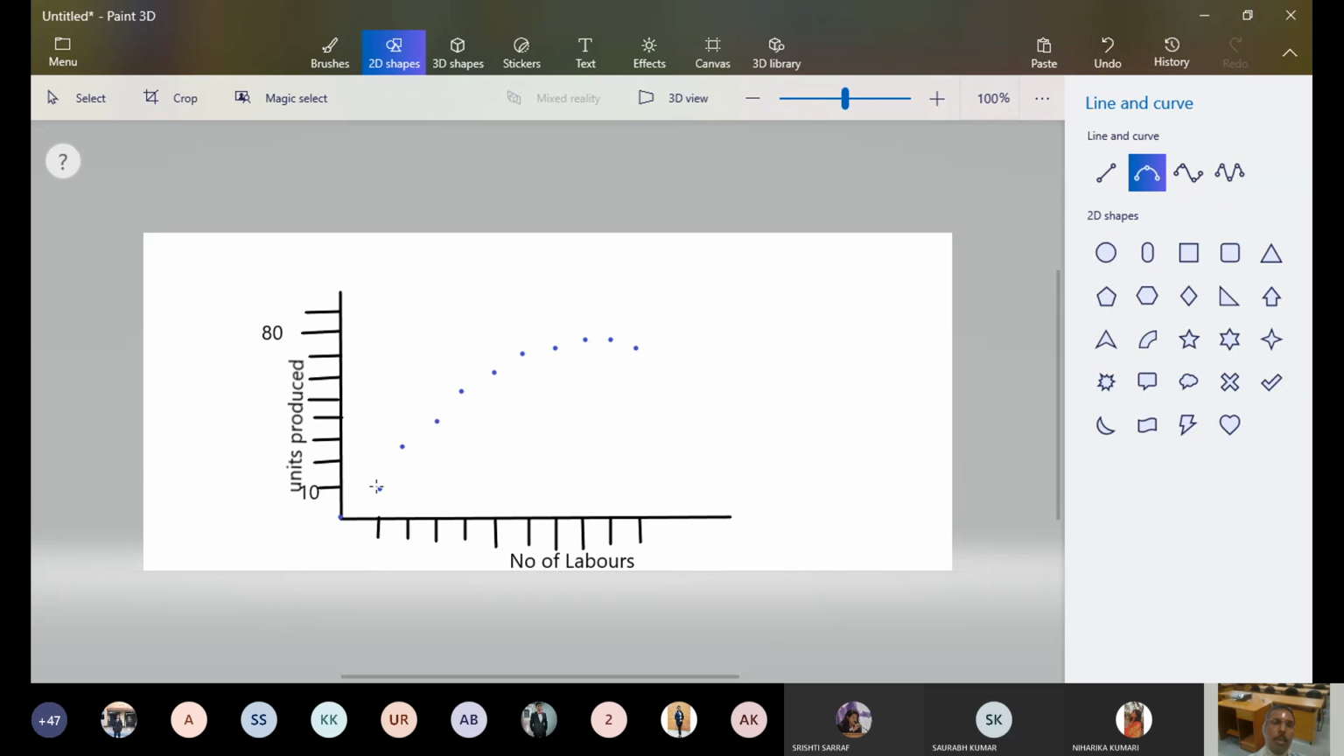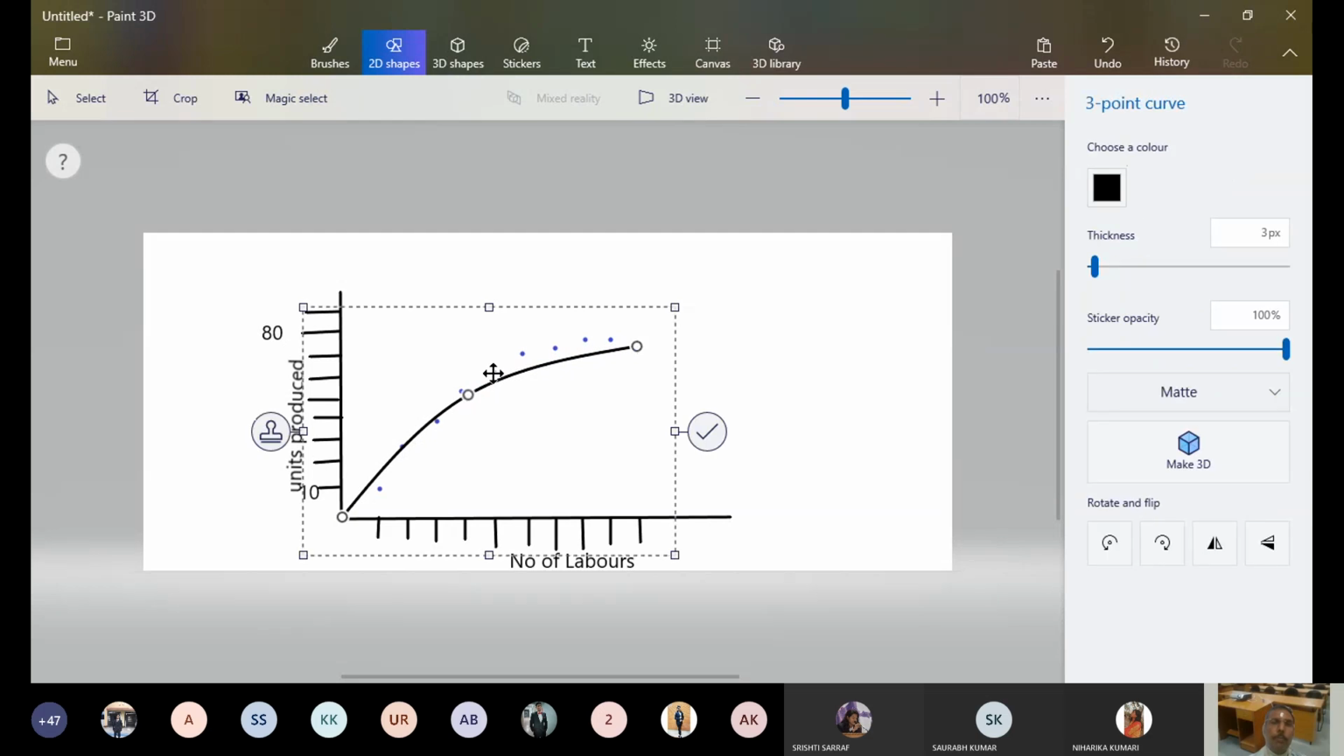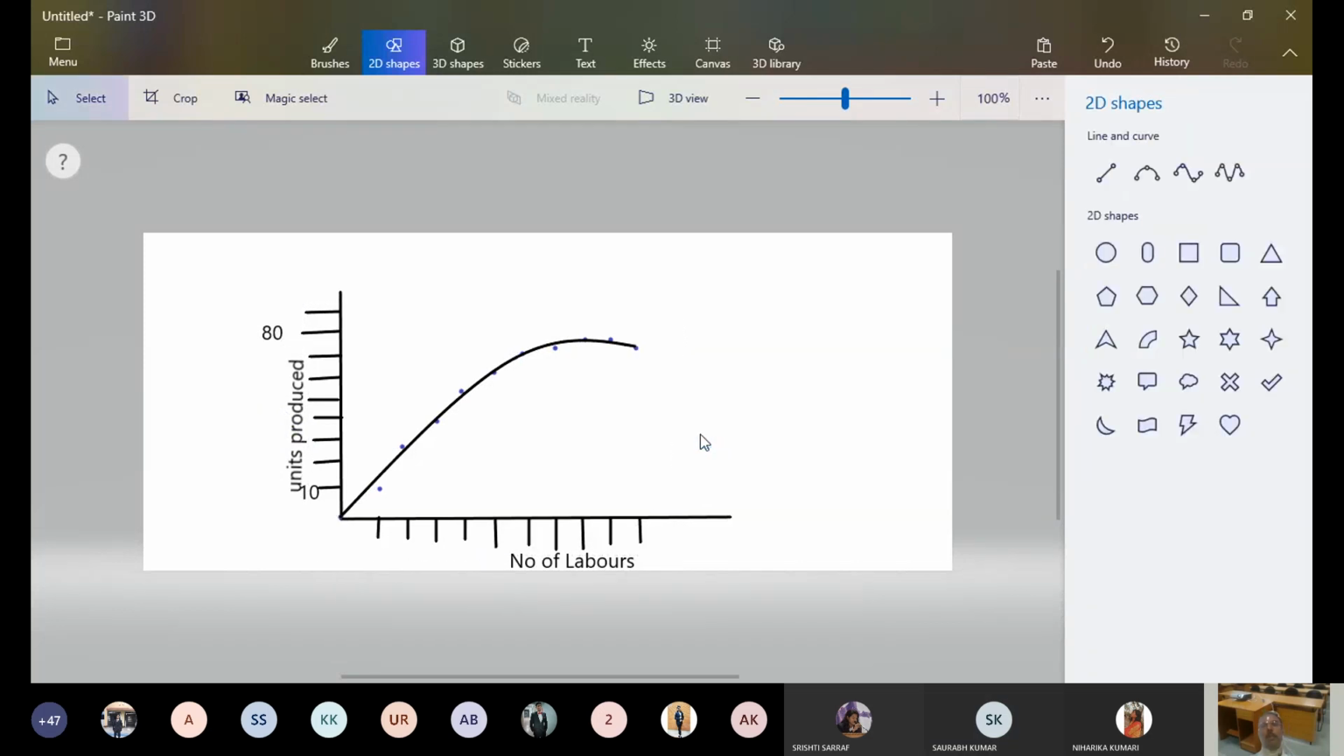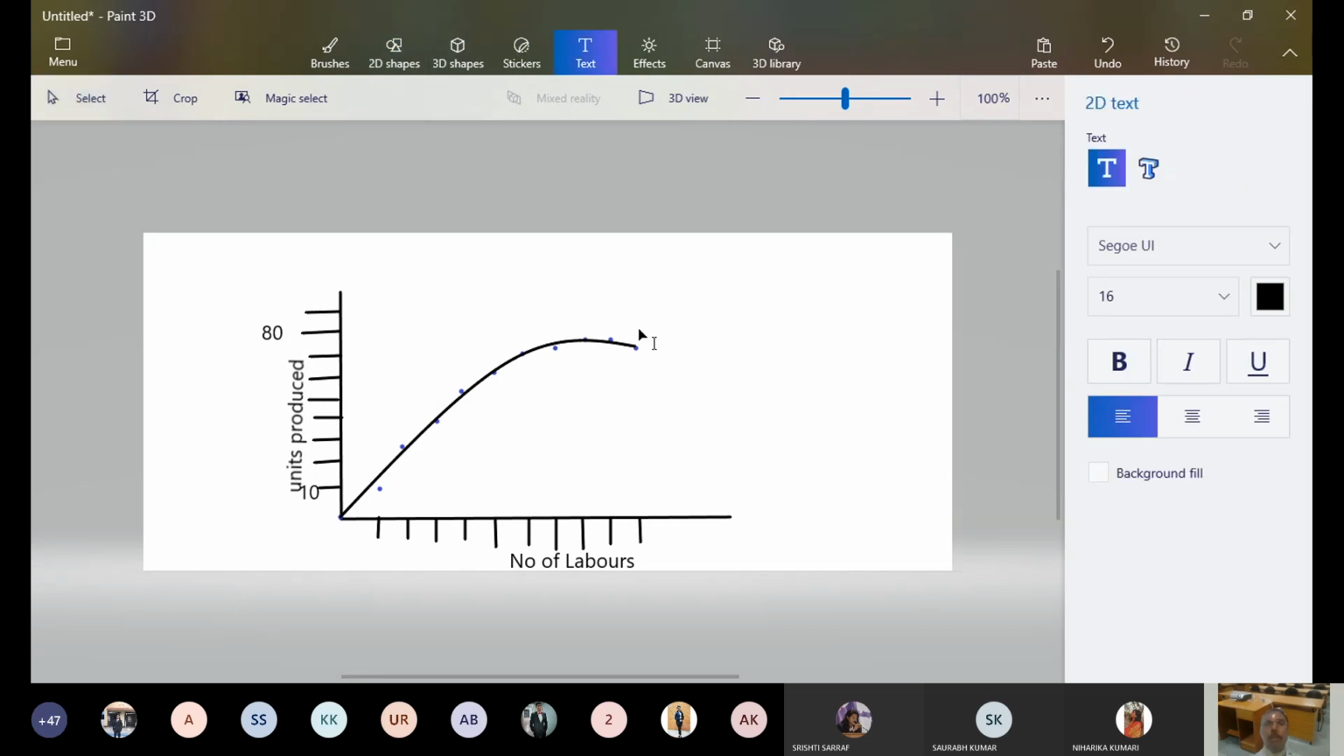With curved lines. A curved line which will join all the points. So we have now made the graph, this will be the graph for TP, total production.